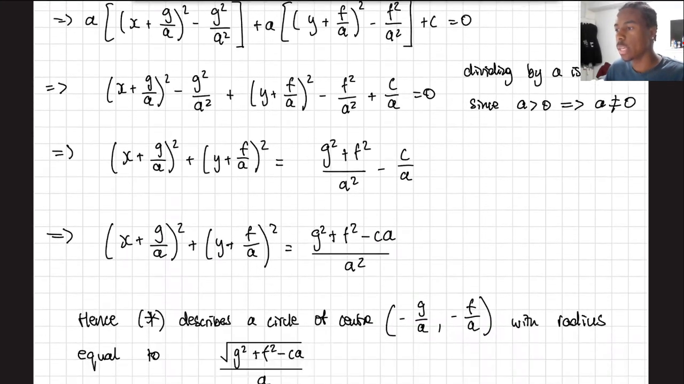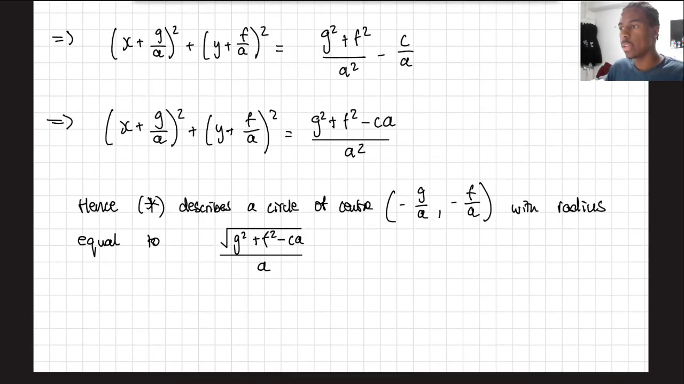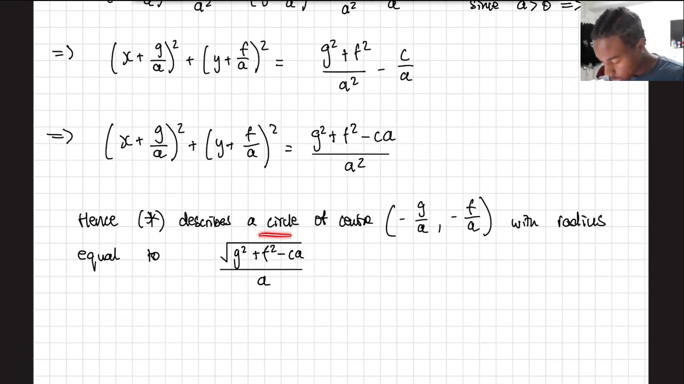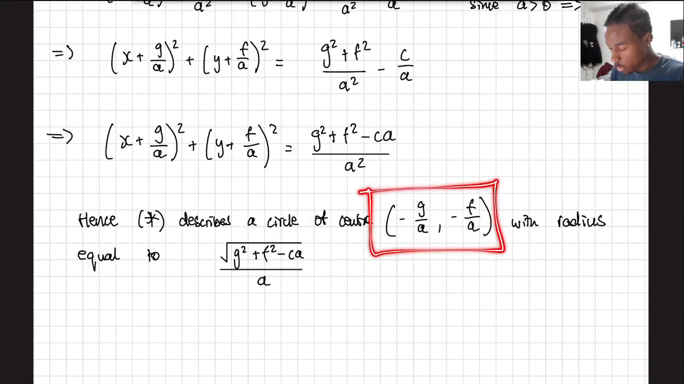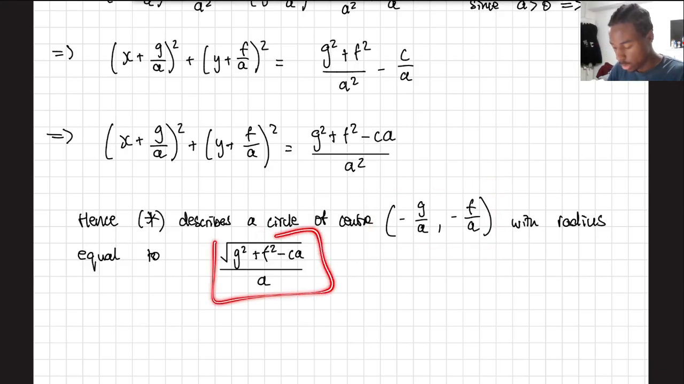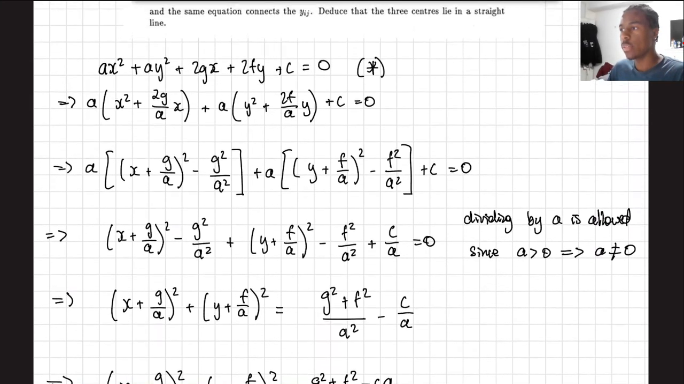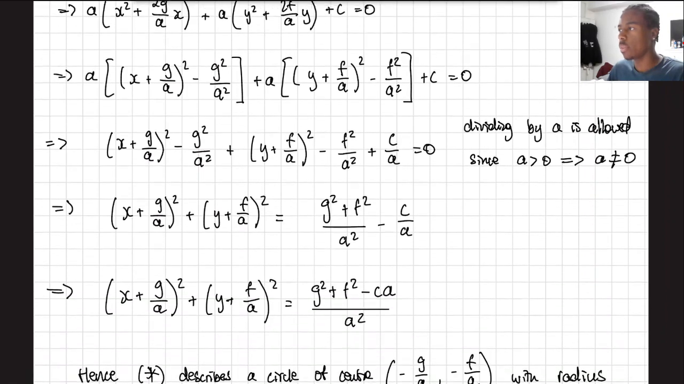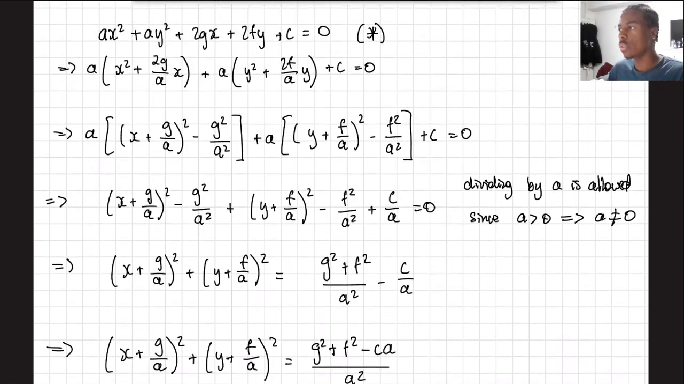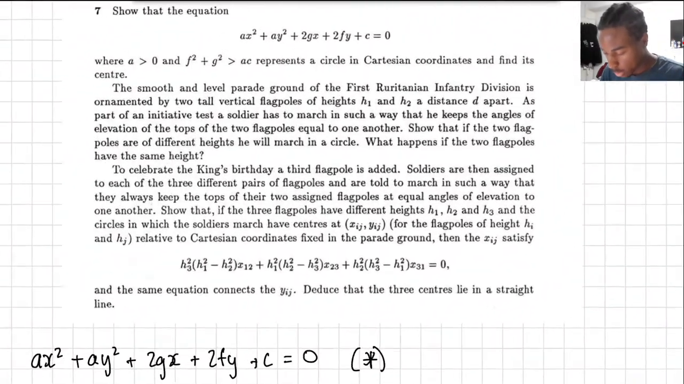Okay, so then we come down here, and then we have this circle with this center and this radius. Okay, I don't think there's anything too difficult there. So let's move on to the next part of the question.